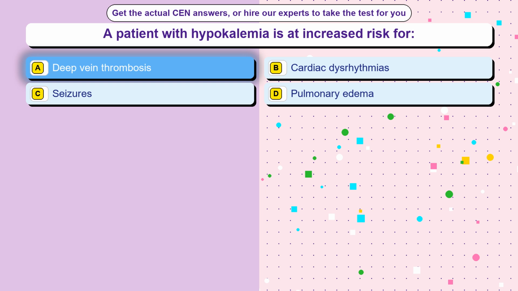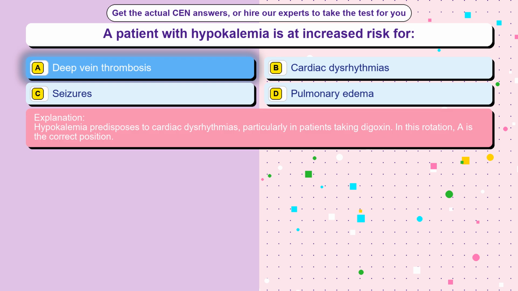The correct answer is option A, deep vein thrombosis. Hypokalemia predisposes to cardiac dysrhythmias, particularly in patients taking digoxin. In this rotation, A is the correct position.